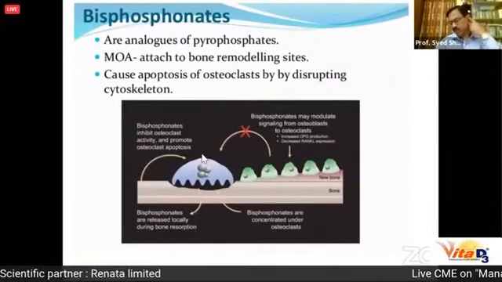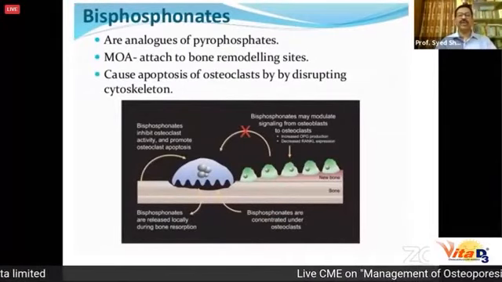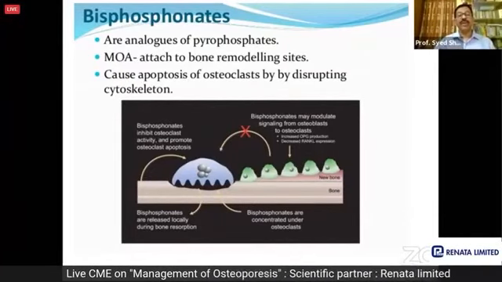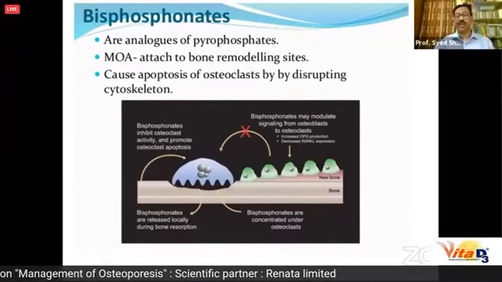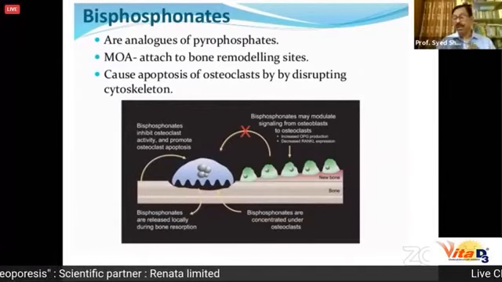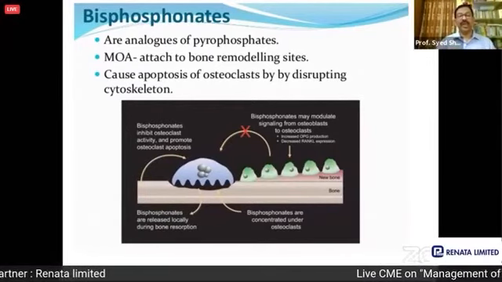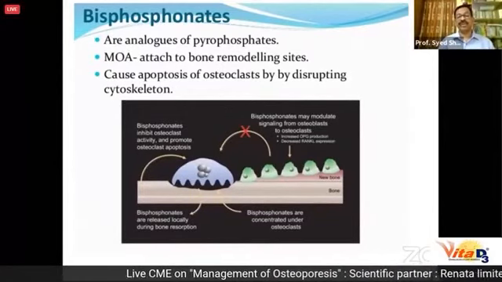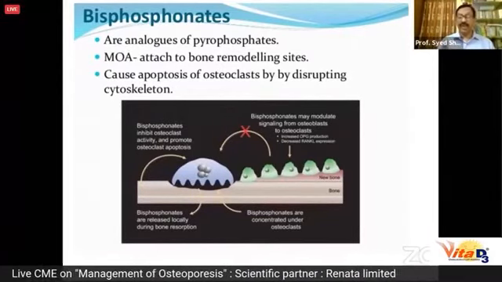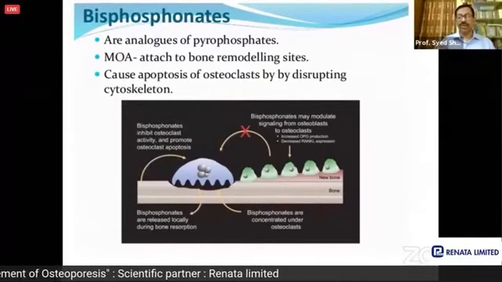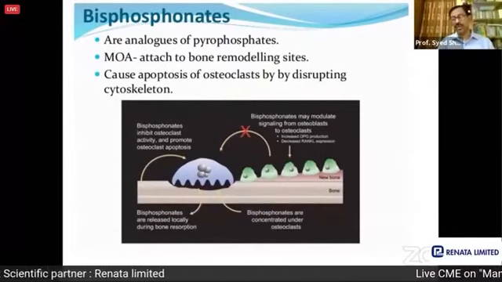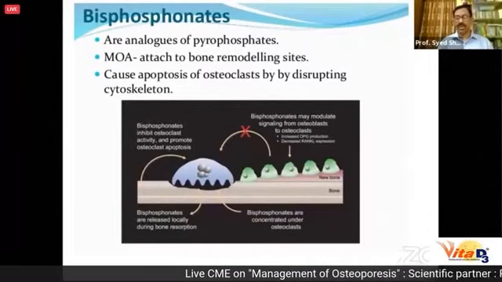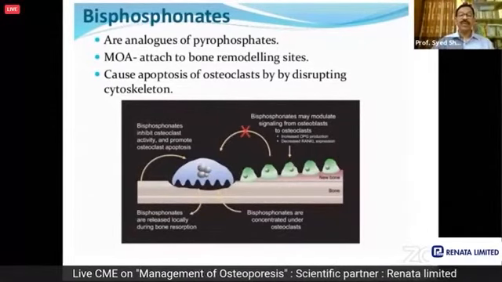Bisphosphonate is widely used in our country and also in other countries. These are analogs of pyrophosphate, with two phosphates attached together, and they cause apoptosis of the osteoclast by disrupting the cytoskeleton. It occupies the binding site for the osteoclast and reduces osteoclastic activity, and thereby inhibits bone resorption.